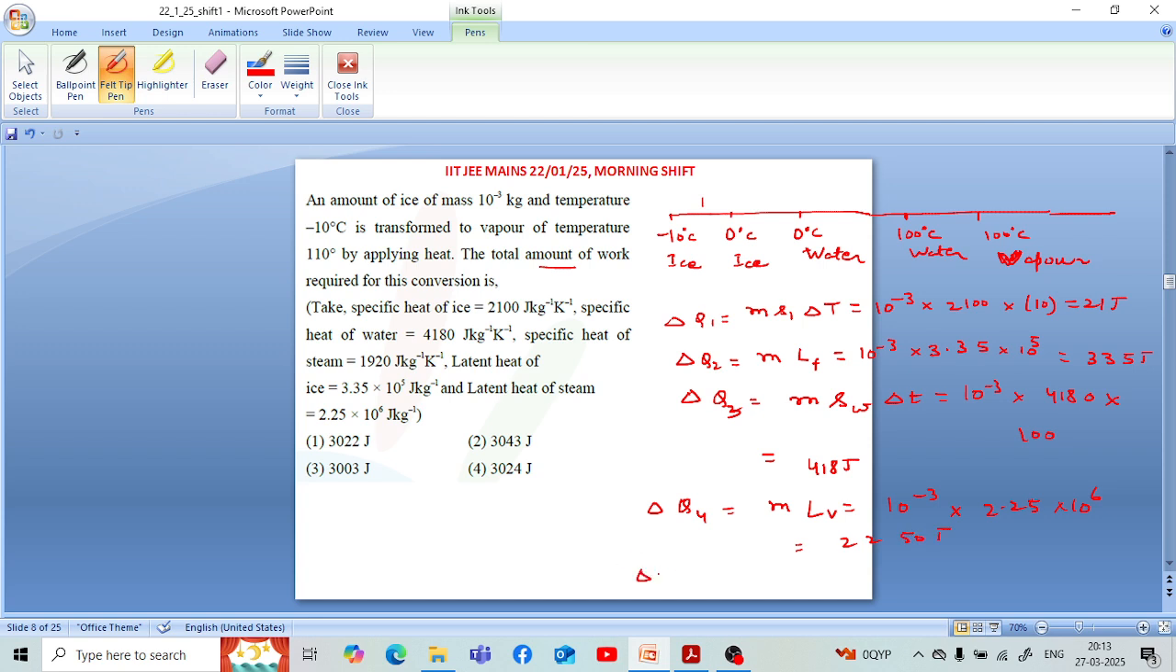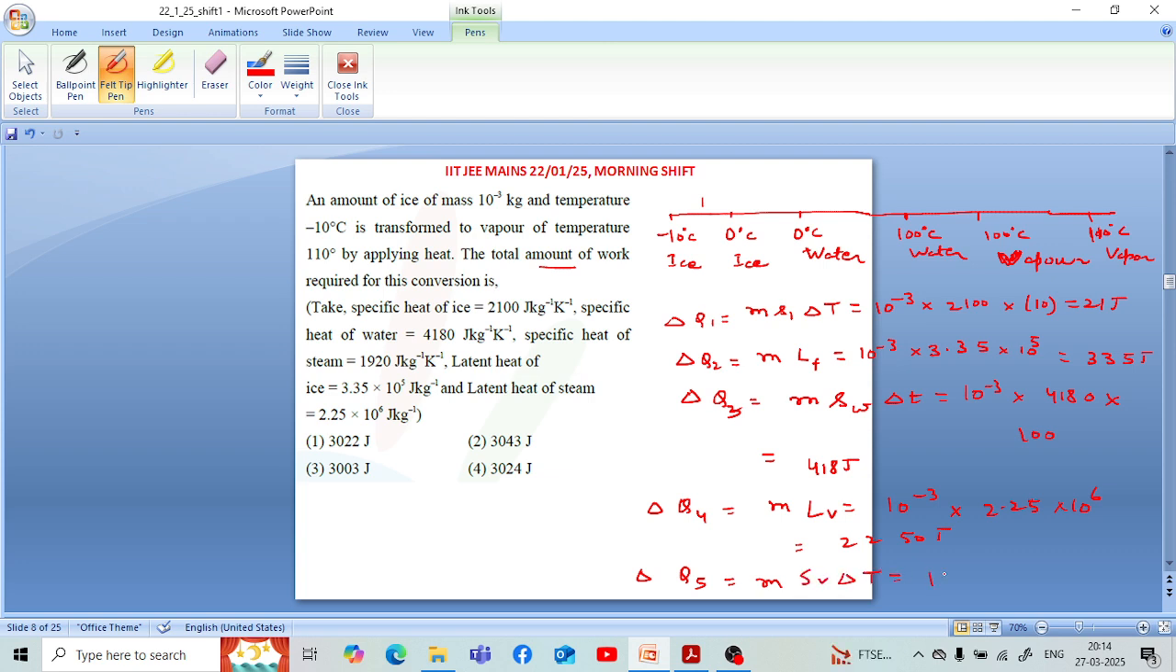and the next conversion is from 100 degrees Celsius vapor to 110 degrees Celsius of vapor or steam. So it means that there is a temperature change, not a state change. State is vapor here. So this is delta Q5. So delta Q5 is given by M S_V delta T.